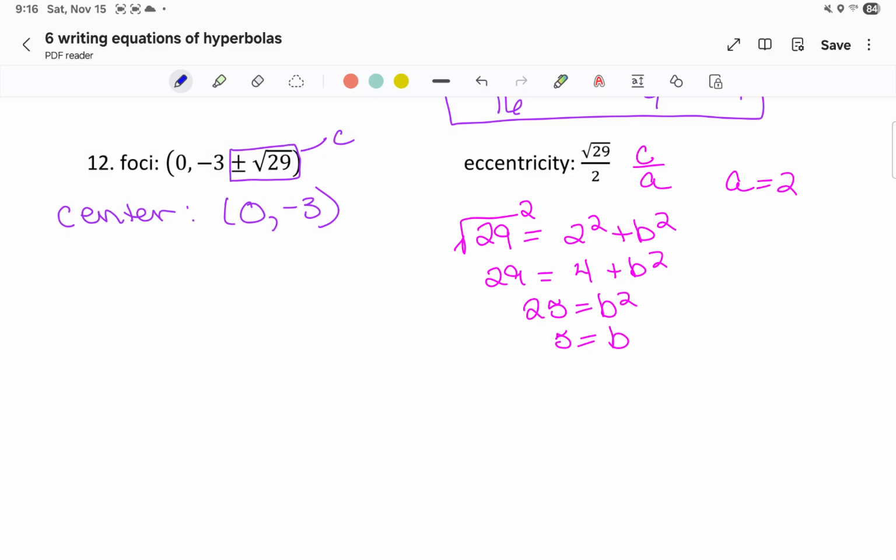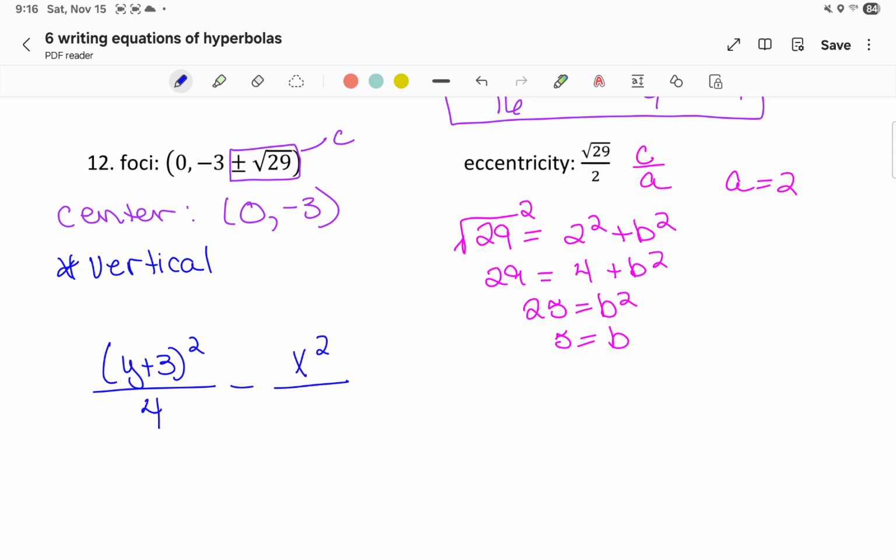And so since we do have the movement in the y's, that means that this is vertical. So we're going to lead with our y's. So we're going to have y plus 3 squared over our a value of 4 minus x squared over our b, which is 25, equals 1.